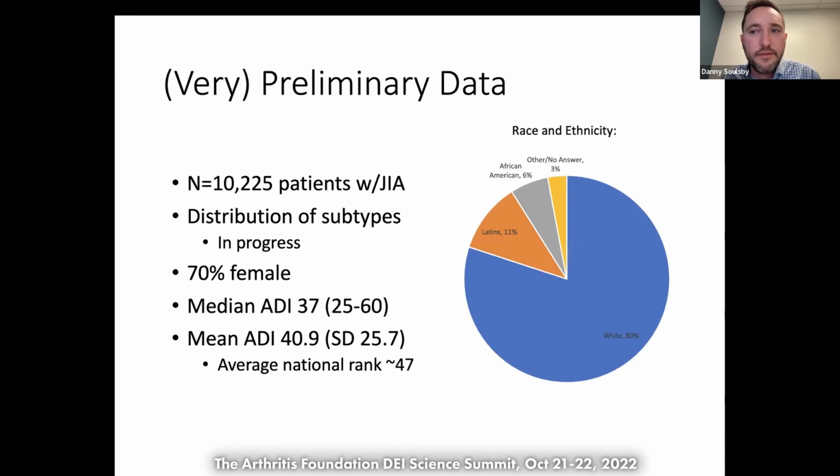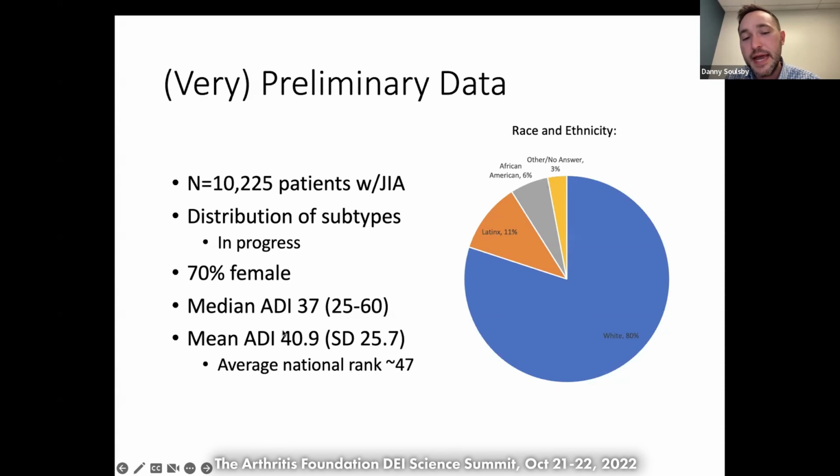Thought I'd just show a few very preliminary data, like we just got our data last week. So apologies that this is broad strokes, but in total in our data set, we have about 10,000 patients with JIA. The distribution of subtypes is still data that we're working on in progress. We know that 70% of the cohort is female.